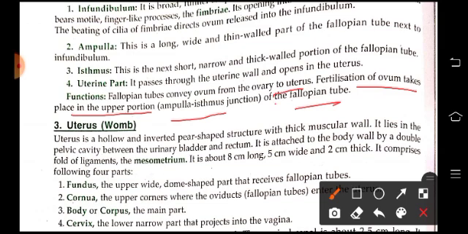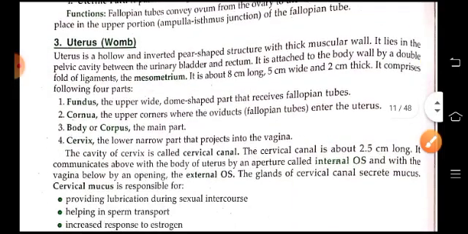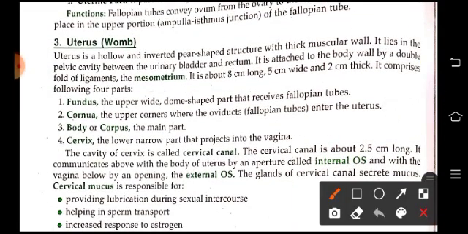Okay. Next comes the uterus. Now the uterus is a hollow, inverted pear-shaped structure with thick muscular walls, and it lies in the pelvic cavity between the urinary bladder and rectum. Now this again has four main parts: fundus, cornua, body or corpus, and cervix.